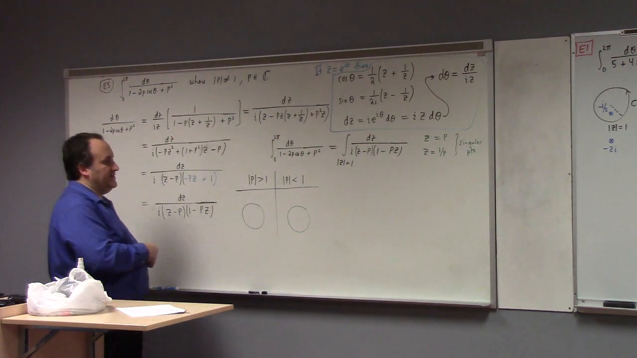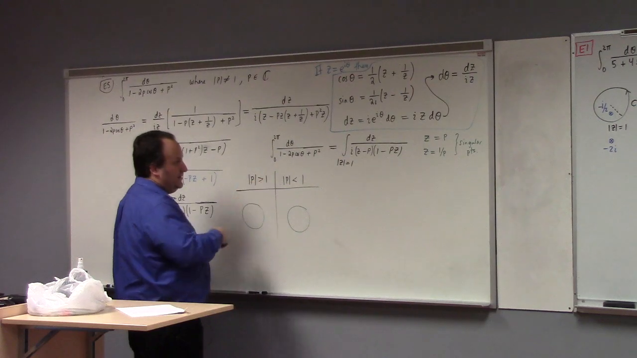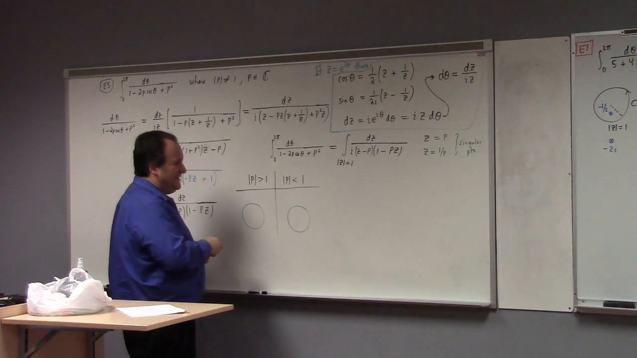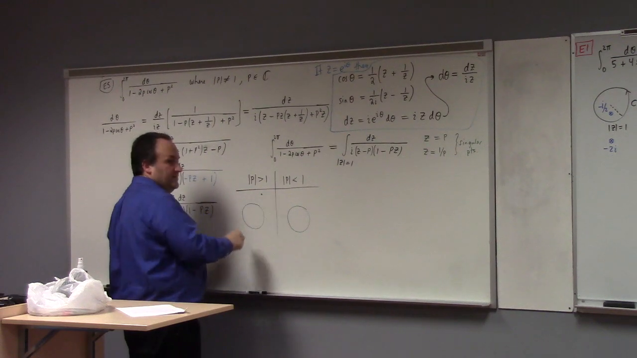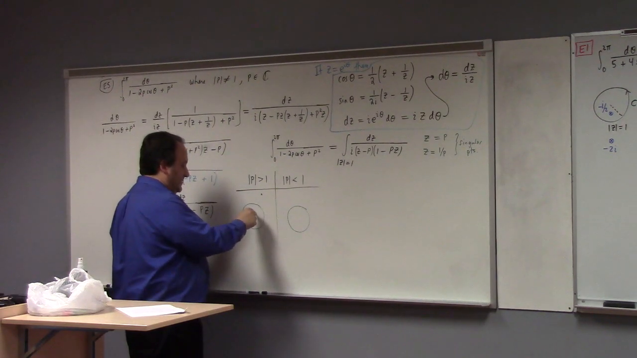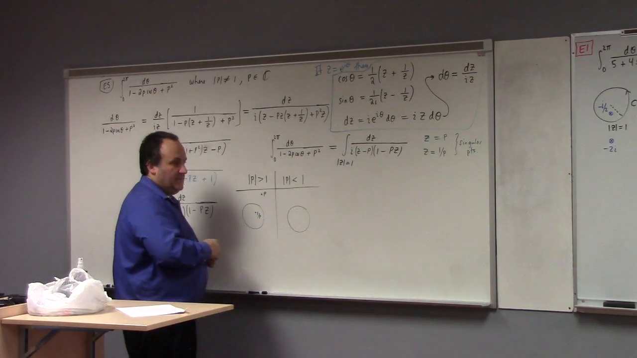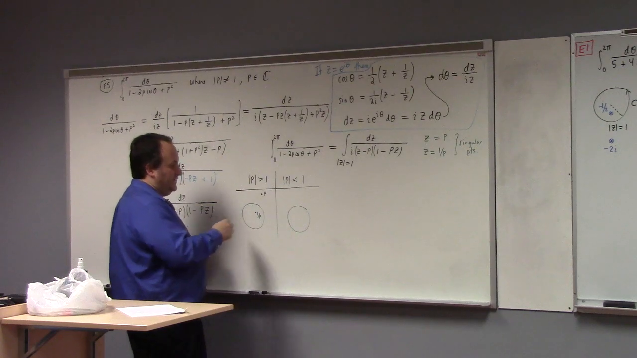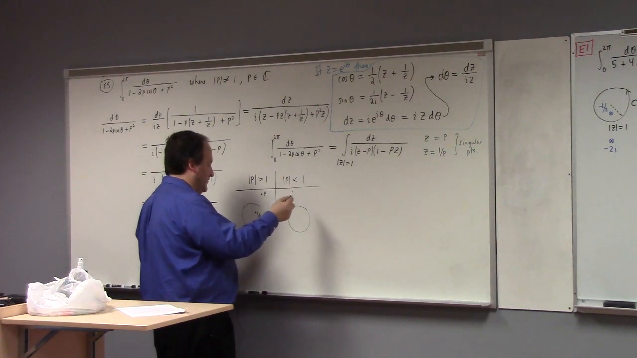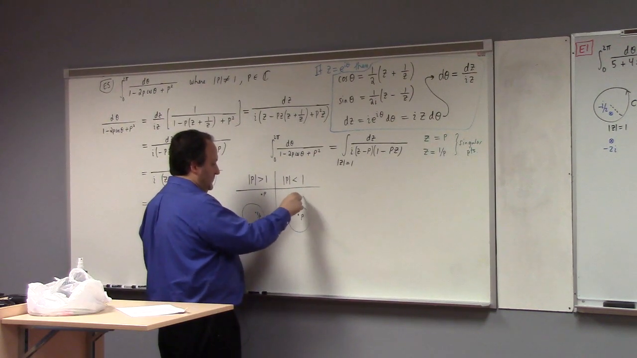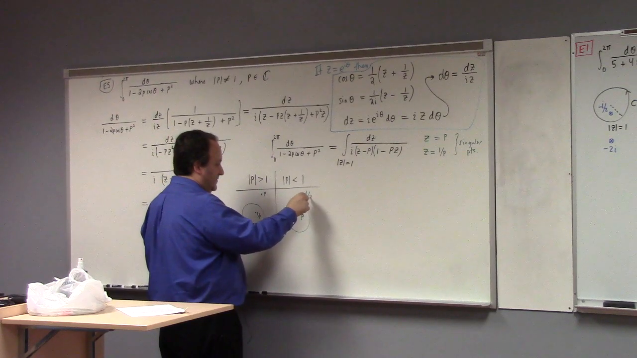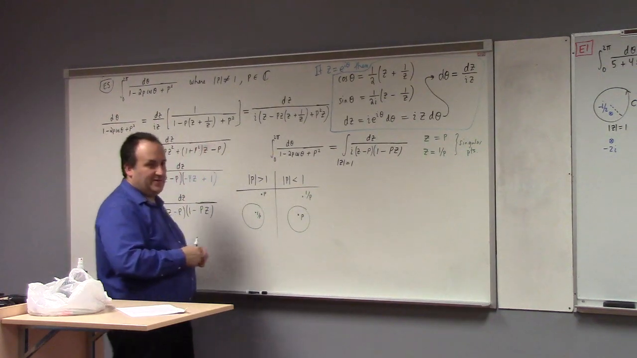If p is greater than 1, that means p is out here somewhere, but 1 over p is in here. And the other story is true over here. If the modulus of p is less than 1, then p is in here, and 1 over p is out here somewhere. I'm not being careful about the direction of things.